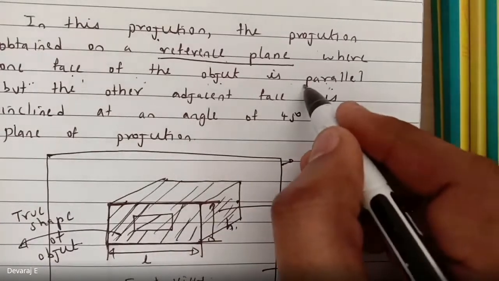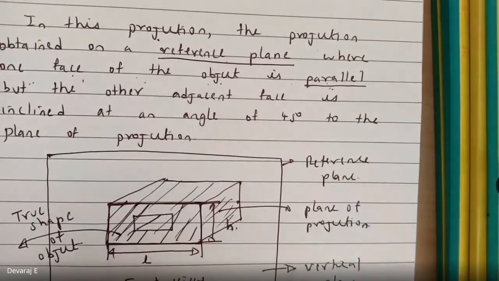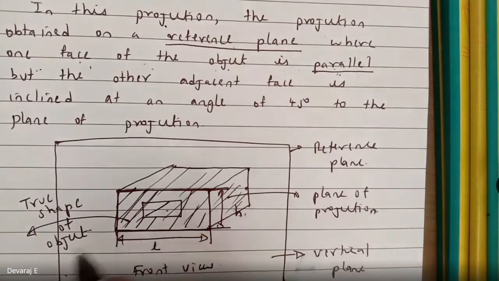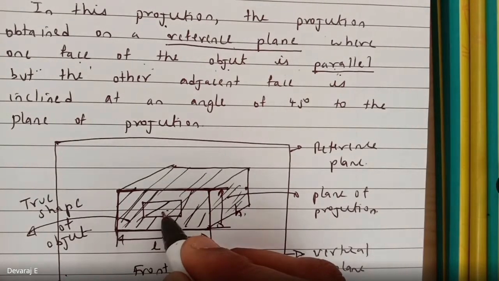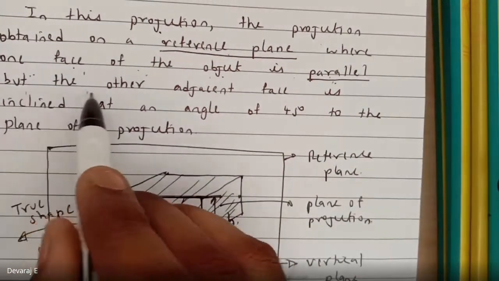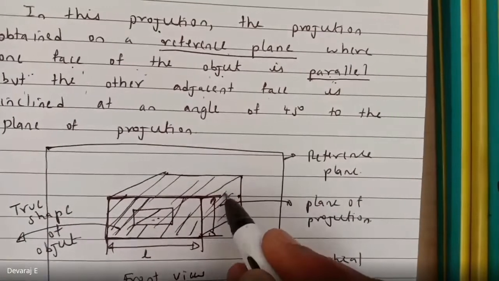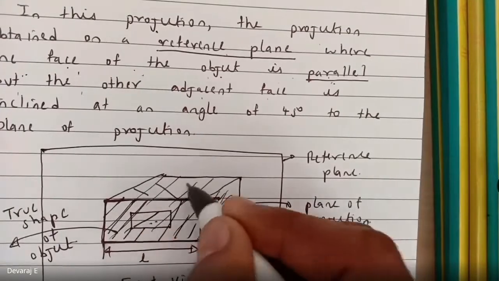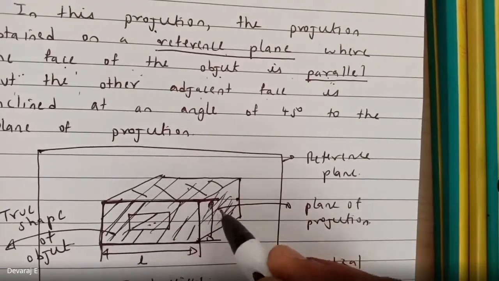So that is the meaning of where one face of the object is parallel. Parallel means the shape will be the same. So the object will be there, and the front face will be parallel to the plane. Then you can see the other adjacent faces. Assume you see these adjacent faces, right, students? This side and this side.